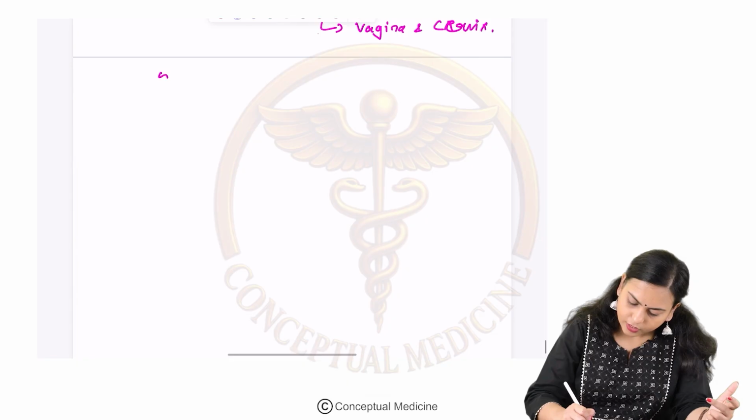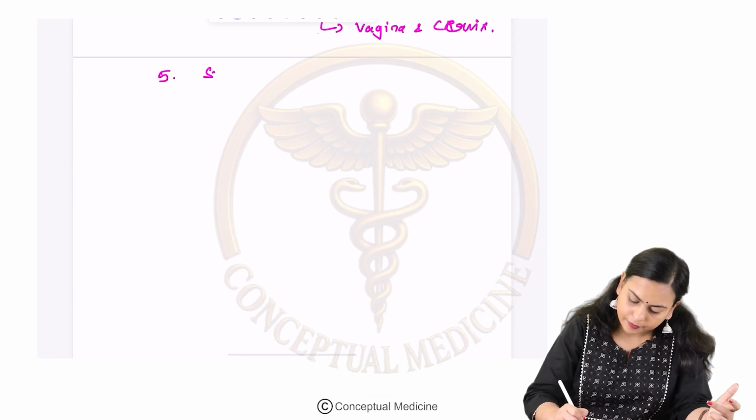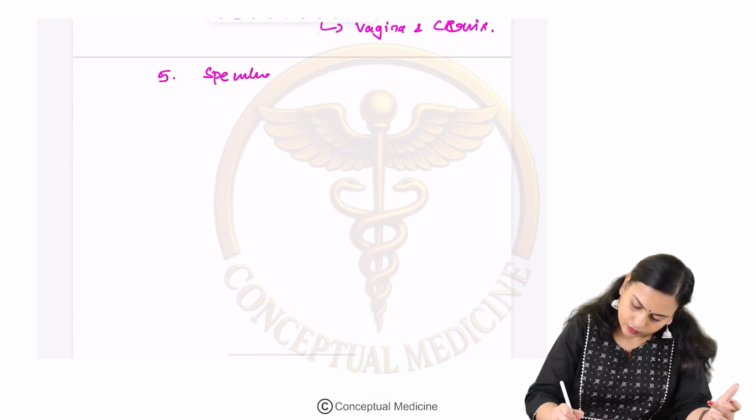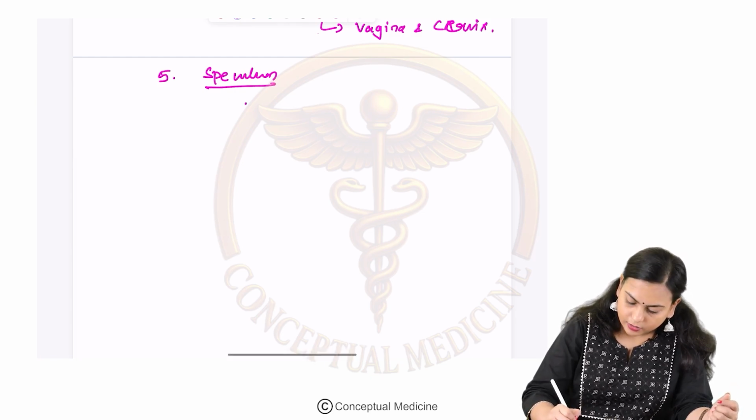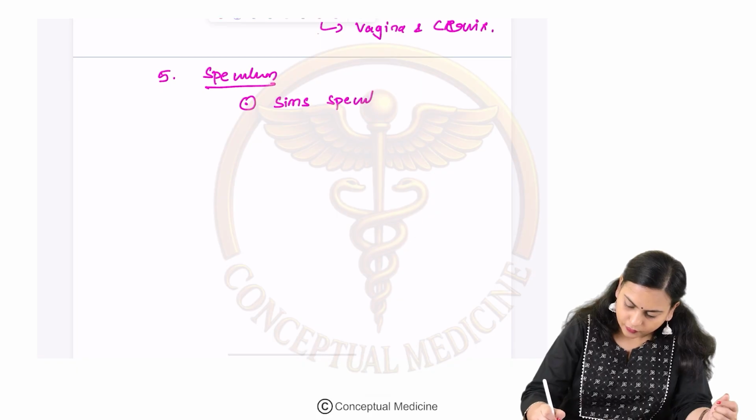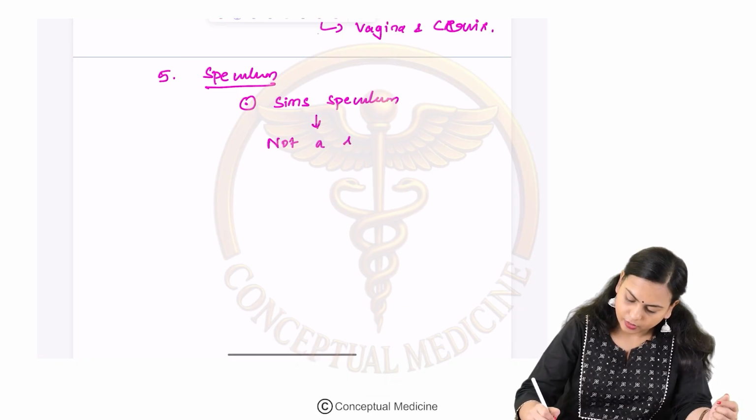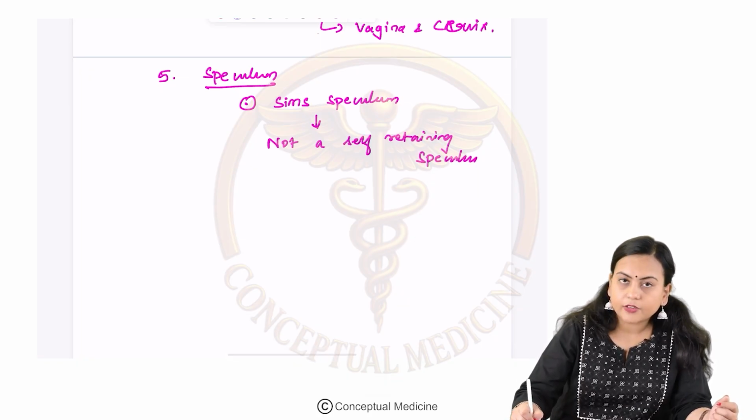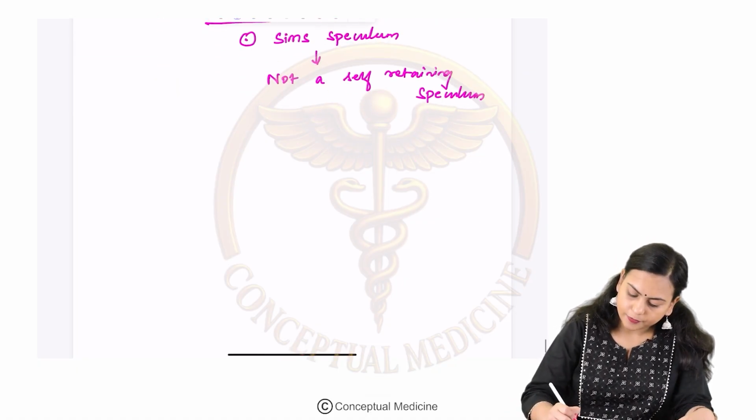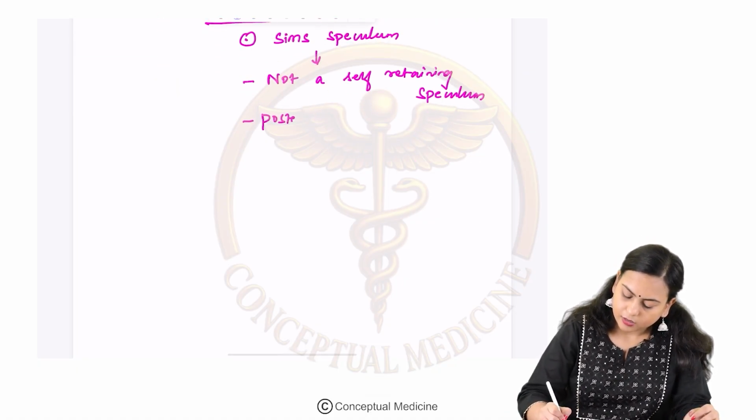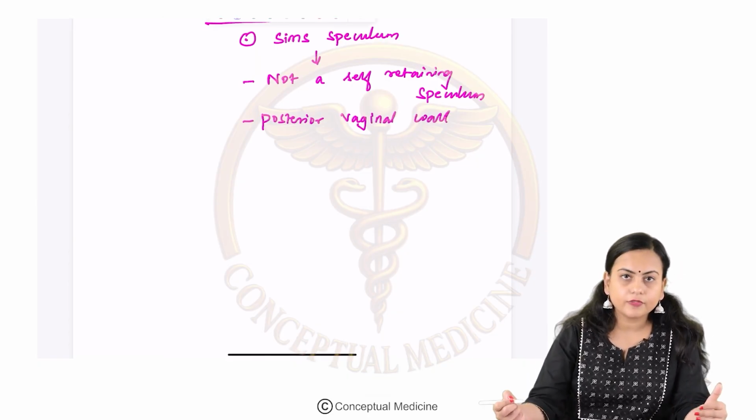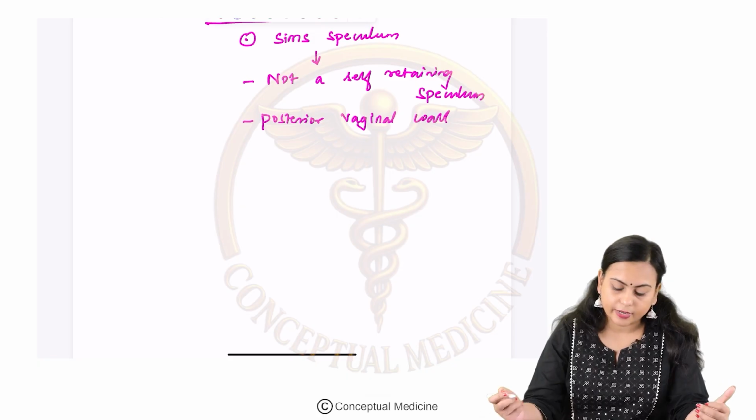Okay. Next, we'll be placing a speculum. Okay. We can use Sims speculum, but it is not a self-retaining speculum. So, we can use this for posterior vaginal wall, and for the anterior vaginal wall, we can use an anterior vaginal wall retractor.